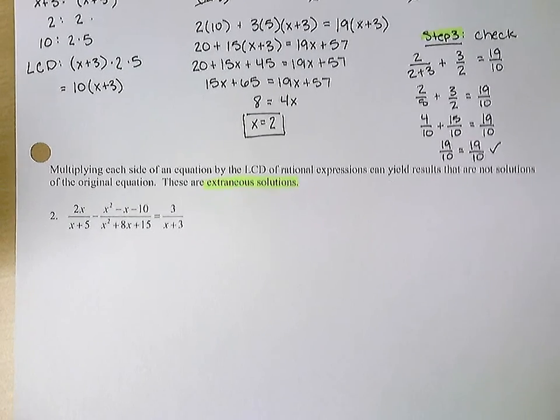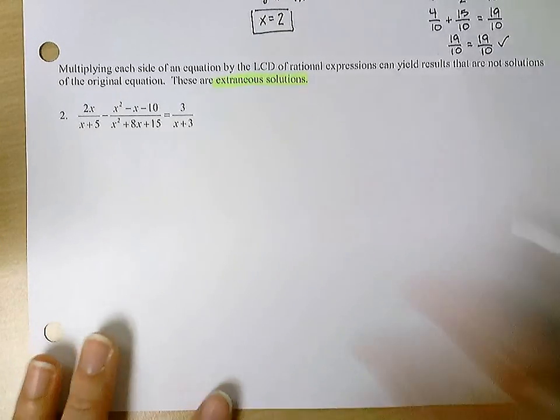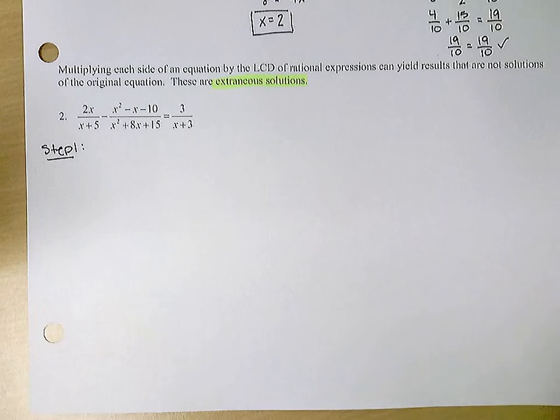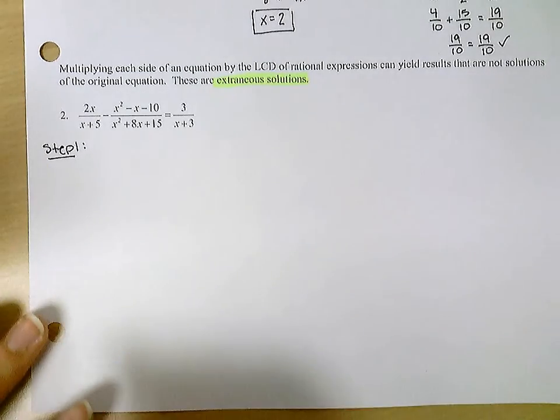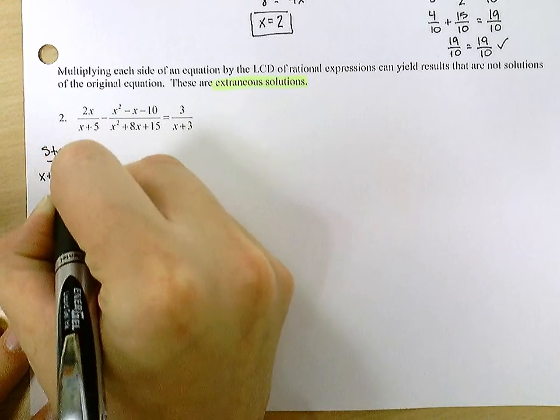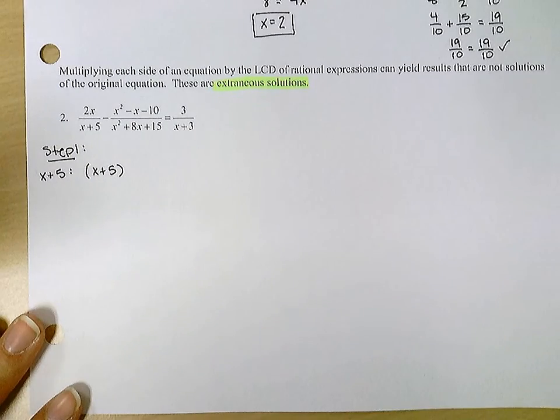So here again, we want to do that same process using those 3 steps. So first step is to find the least common denominator. So here's our step 1. I need to take each of these denominators. So I have x plus 5. That can't factor, so I would just keep it as x plus 5.